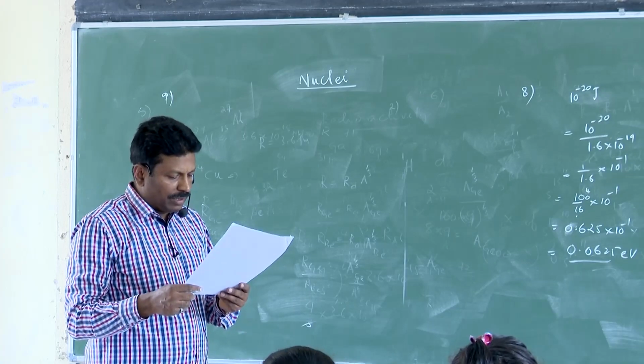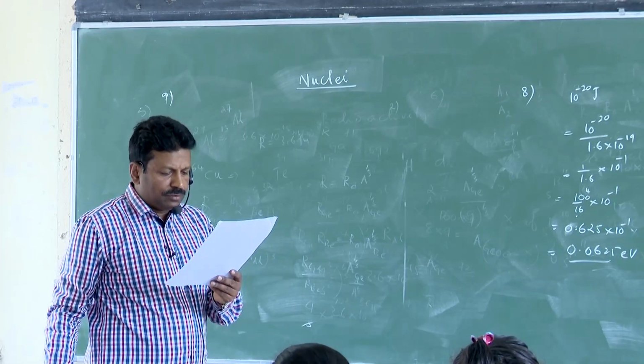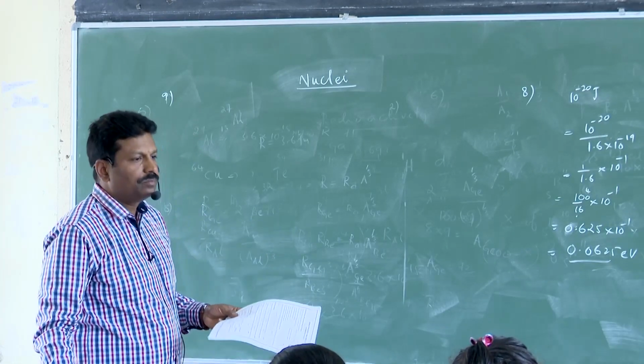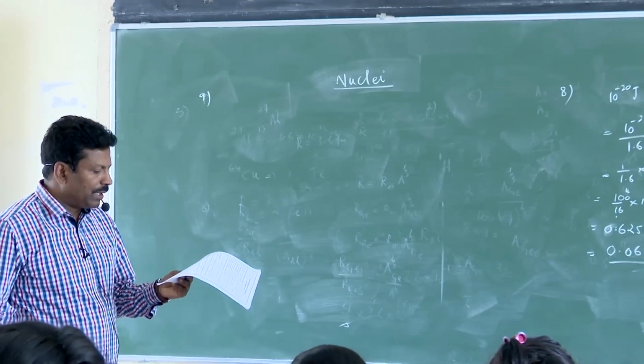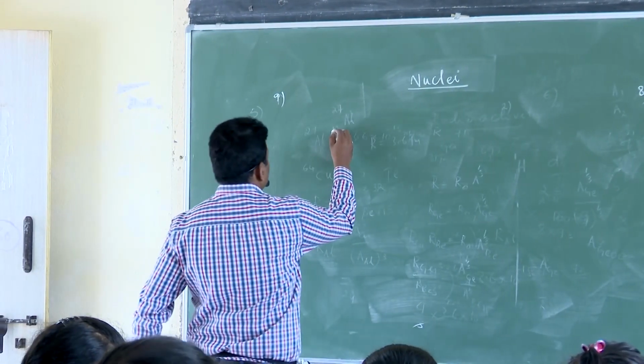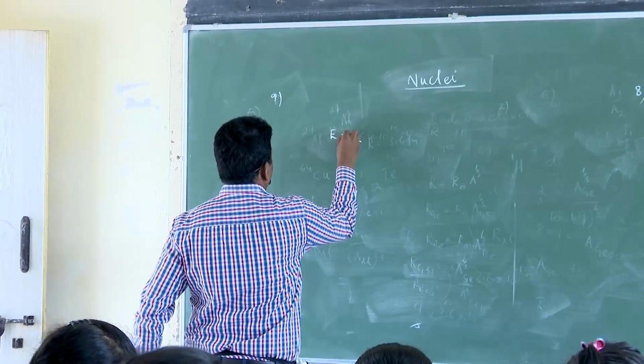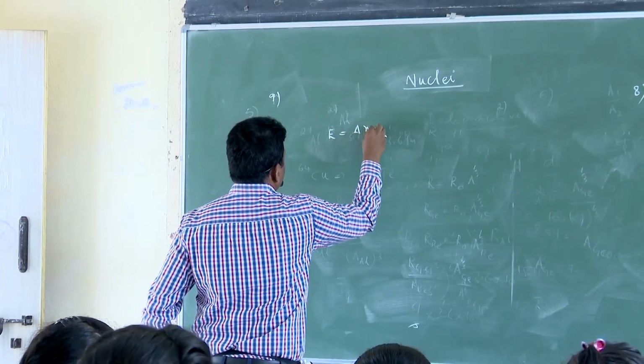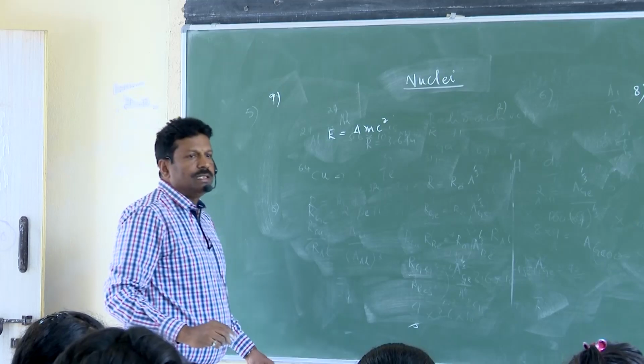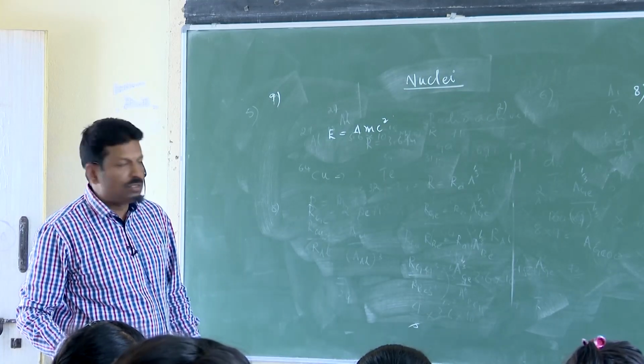10th one, yeah. Question number 10. The energy equivalent of 0.5 grams of a substance. So I told you, energy equivalent of 0.5 grams is delta m into c squared, right?